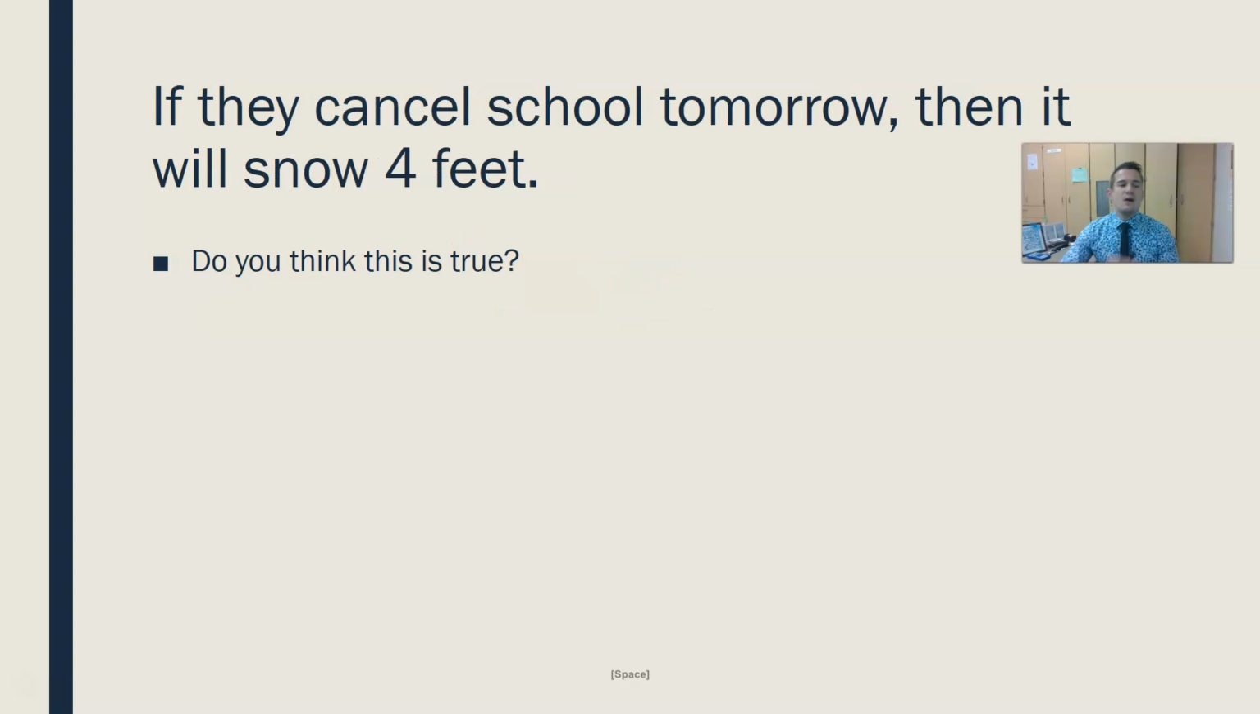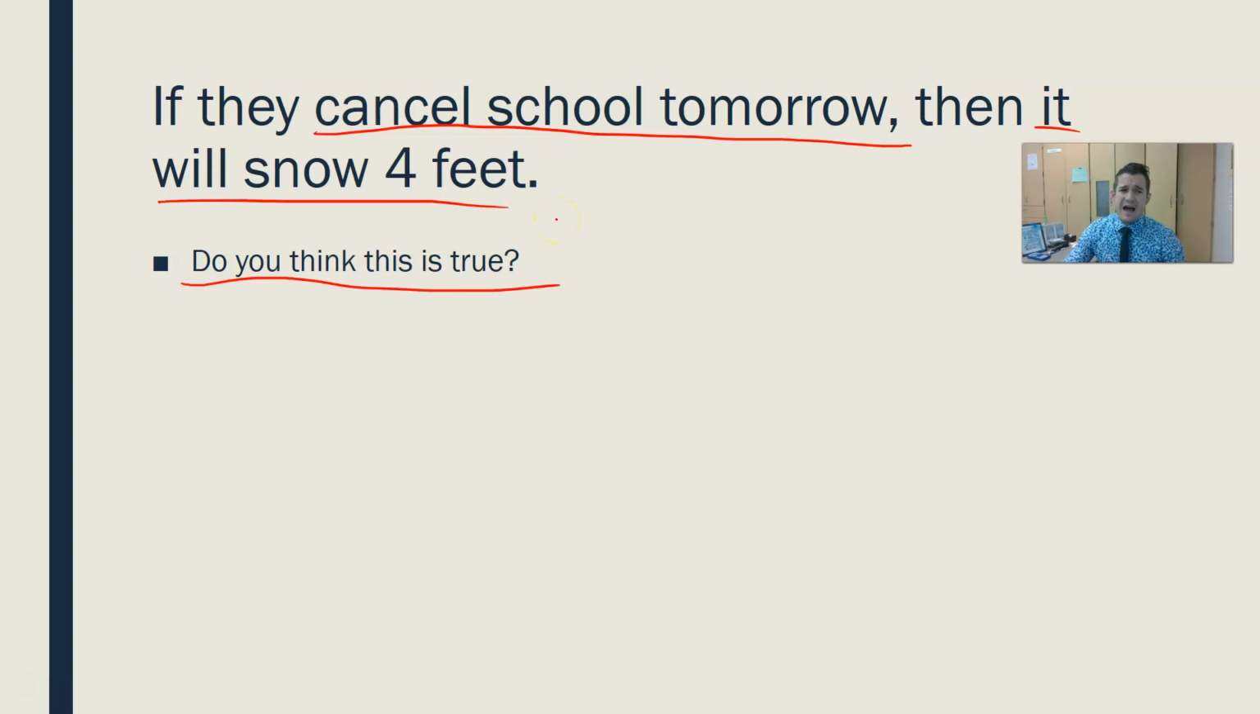Okay. Now we'll take a look at this statement. This statement says, if they cancel school tomorrow, then it will snow 4 feet. Do you think that is true? If they were to cancel school tomorrow, that would then cause it to snow 4 feet. I don't think so. Just because they cancel school does not mean it's going to snow 4 feet. The reverse of that would probably be true. If it snowed 4 feet, that would probably force them to cancel school. But them canceling school would probably not force it to snow.